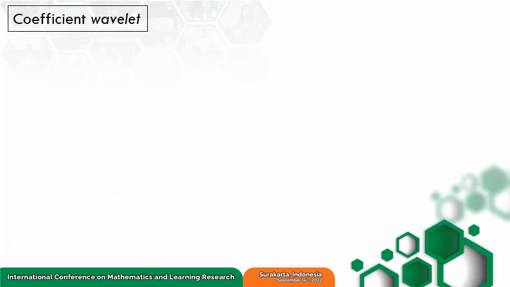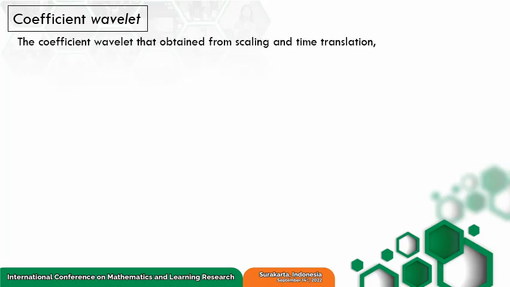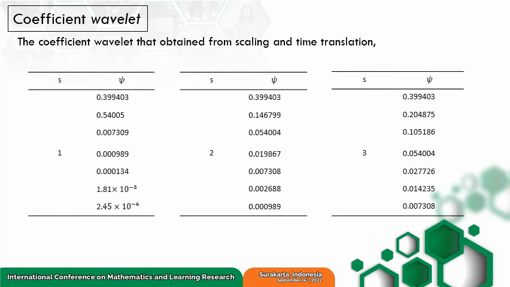After we get the set of scales, we get the wavelet coefficient. The wavelet coefficient is obtained from scaling and time translation. We get this value from the wavelet coefficient. The value repeats the coefficient value on every translation.